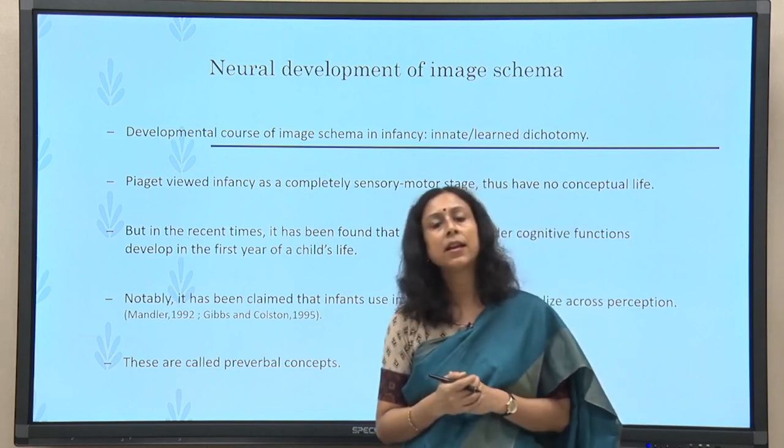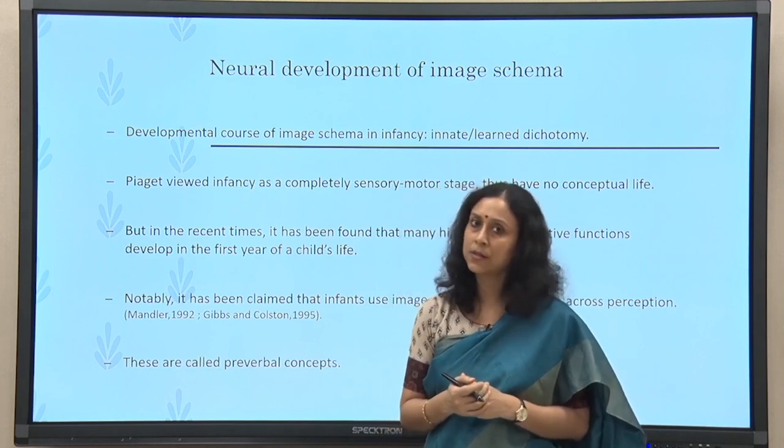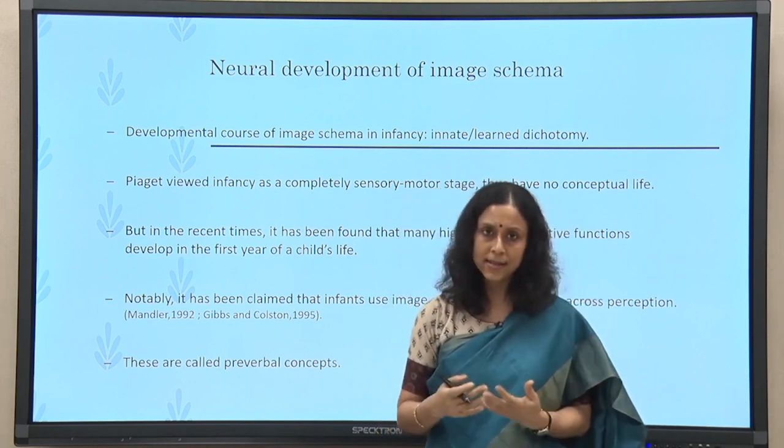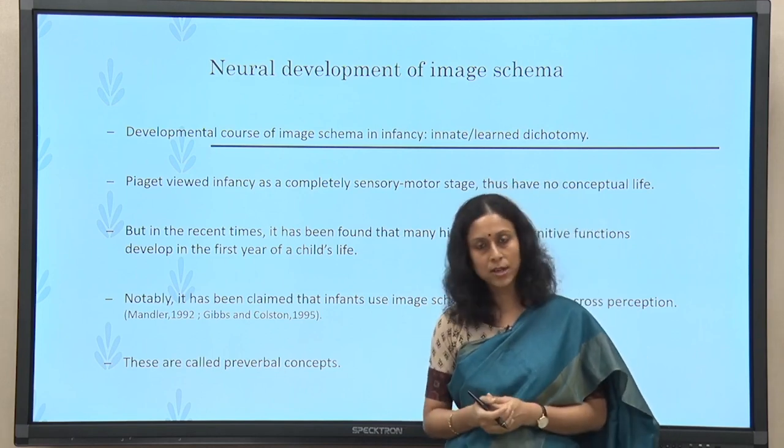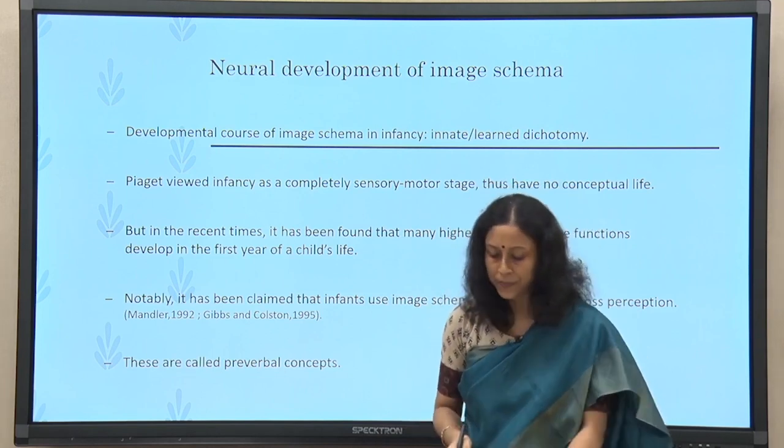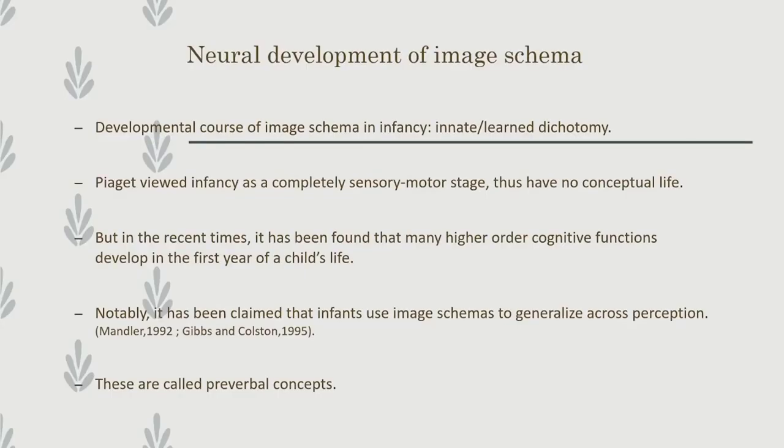So, at that level kids are not expected to have a conceptual life, as a result of which mental representations of schemas and so on and so forth may not really exist. However, in recent times it has been found that children as small as 4 months or 6 months are actually capable of having higher order cognitive functions.